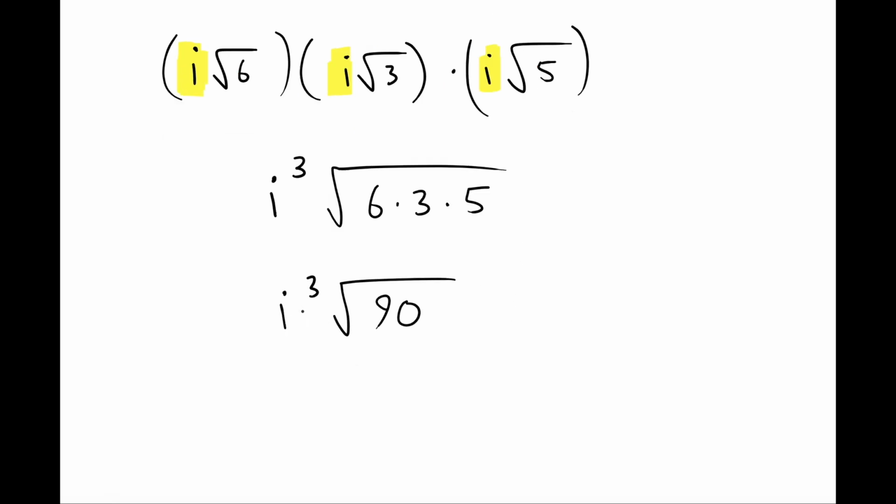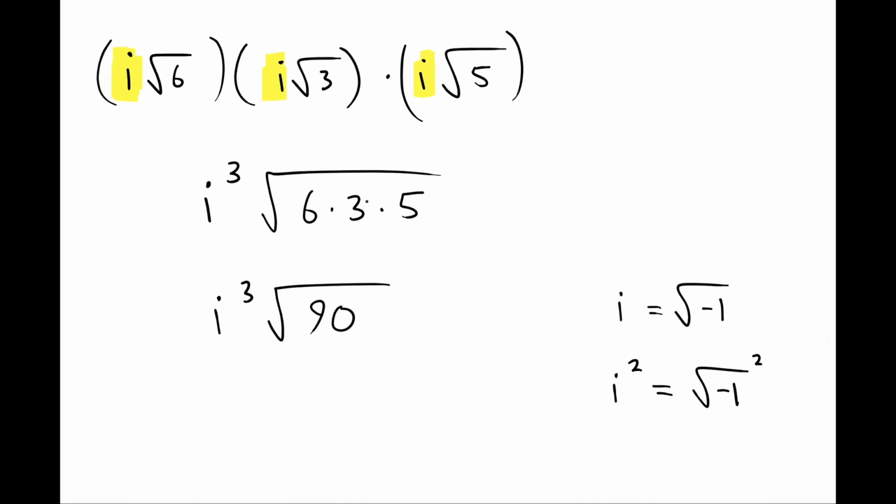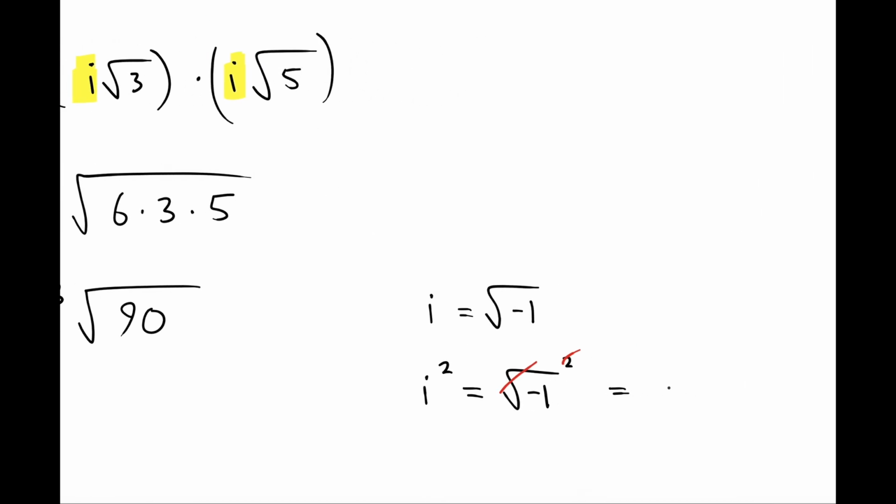Now, in order to determine what i to the third is, we could first examine what i was. i was the square root of -1. So i squared becomes the square root of -1 squared. The square root and the square cancel off. So i squared is actually -1. In order to figure out what i to the third is, we could break it up into an i squared times an i.